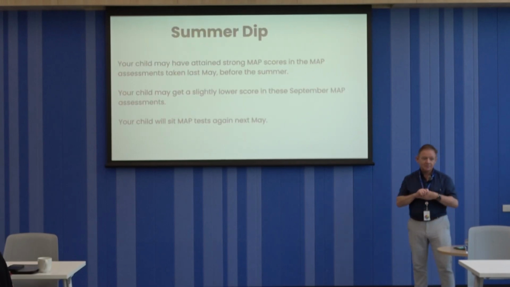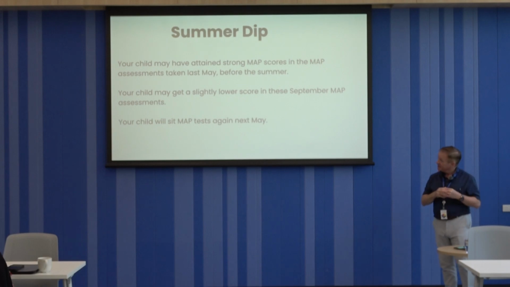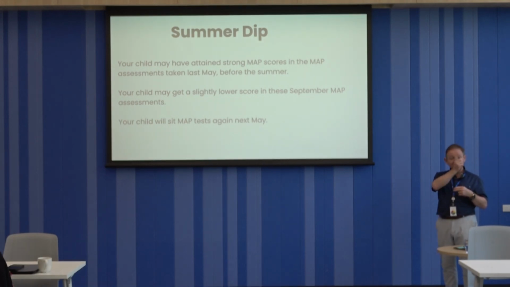The other thing I want to talk to you about is this thing we call a summer dip. Your child may have attained a strong MAP score in the MAP assessments taken in May. Then during the summer, they maybe don't read as much, they're not doing as much math. And when they come back in September, they do the math assessment again, and their MAP score has dropped, maybe 5-10%. This is quite normal that they would have a dip in their score. So if you do see it, don't worry about it. And as we go from September through to next May, we do see growth.